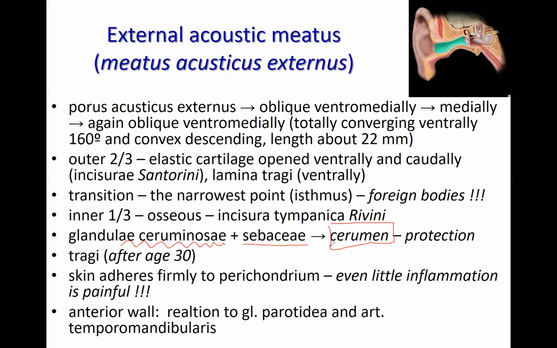The skin is again adhering to what is deeper, so to the perichondrium, as on the lateral surface of the auricle. The same is here inside the external acoustic meatus. And we have already talked about the relation to the temporomandibular joint, and next to it is the parotid gland, so the inflammation can also spread to the parotid gland or vice versa.